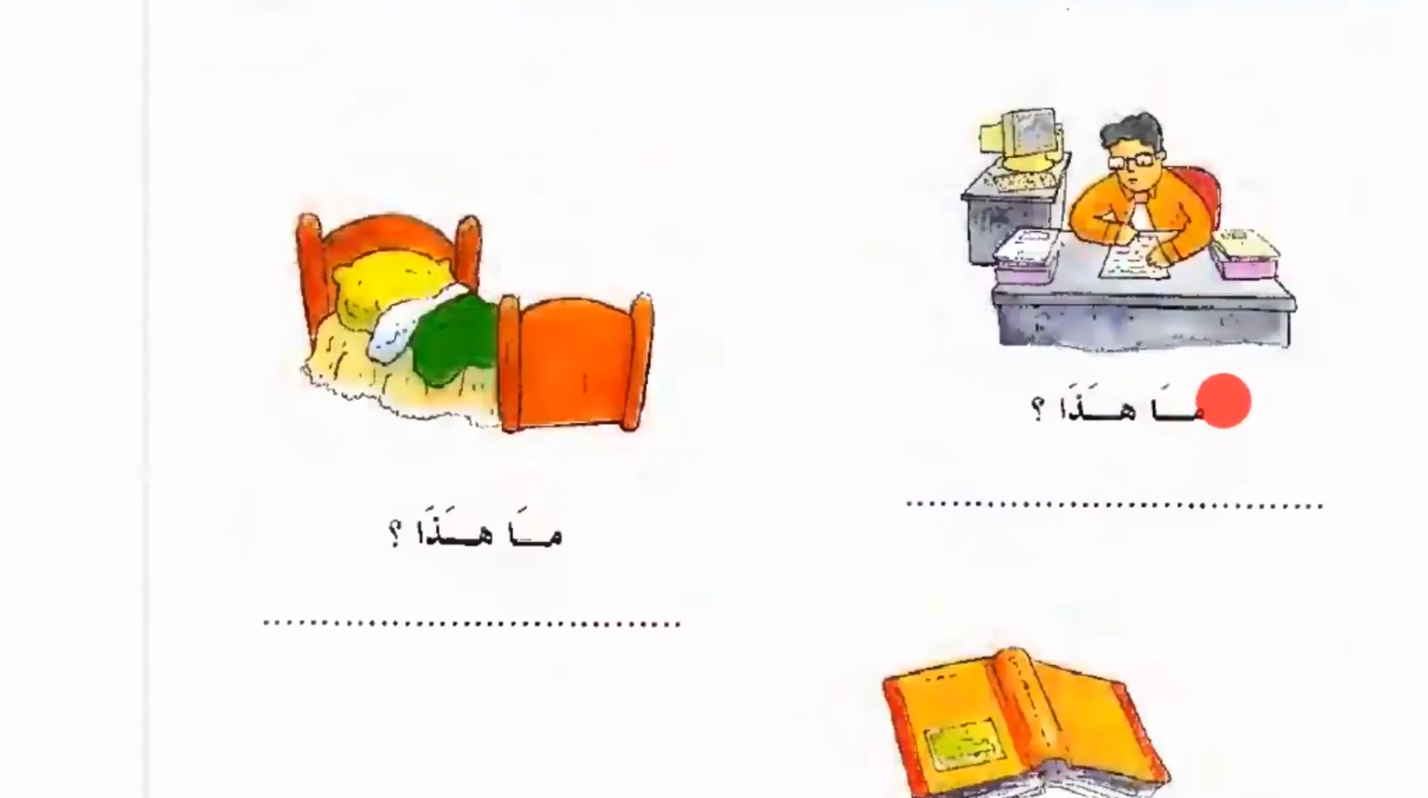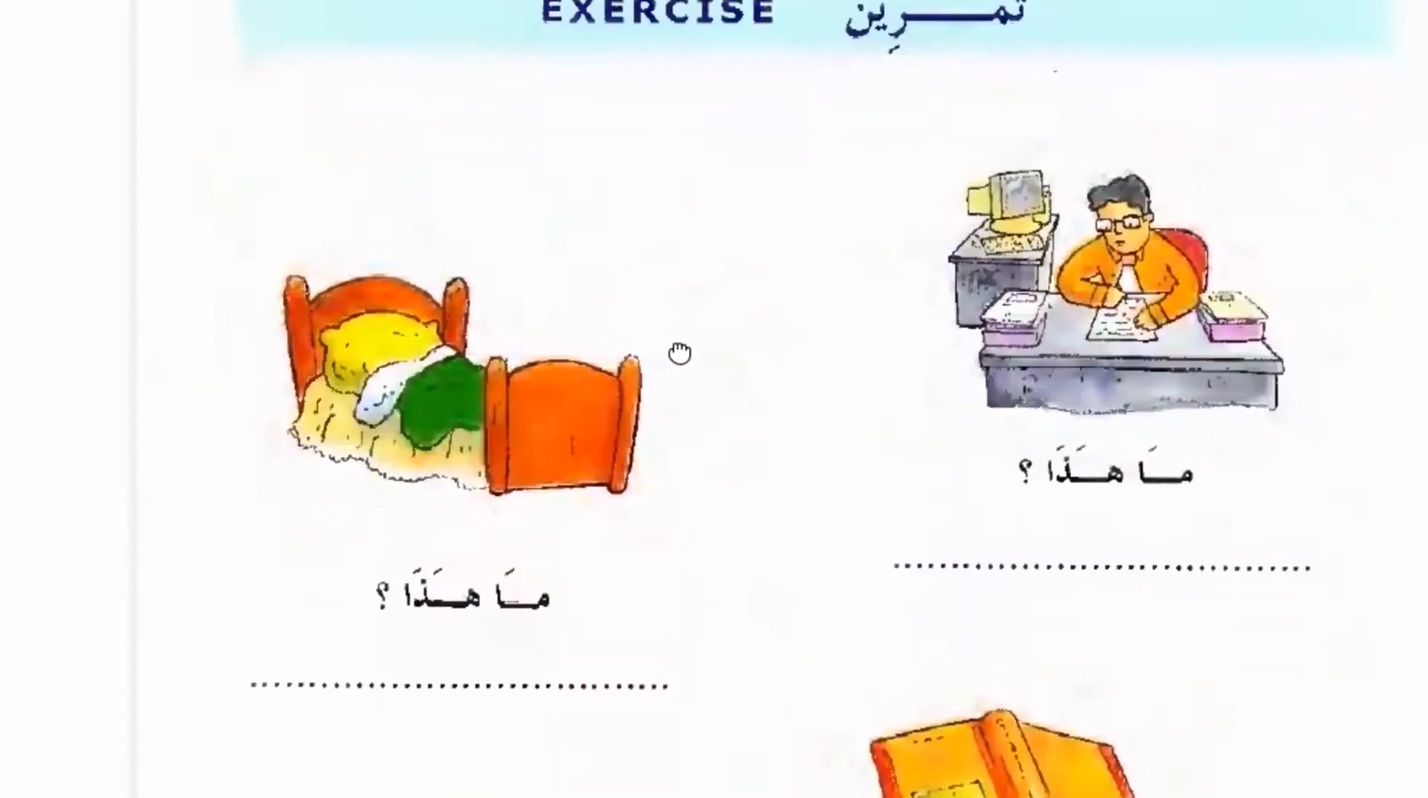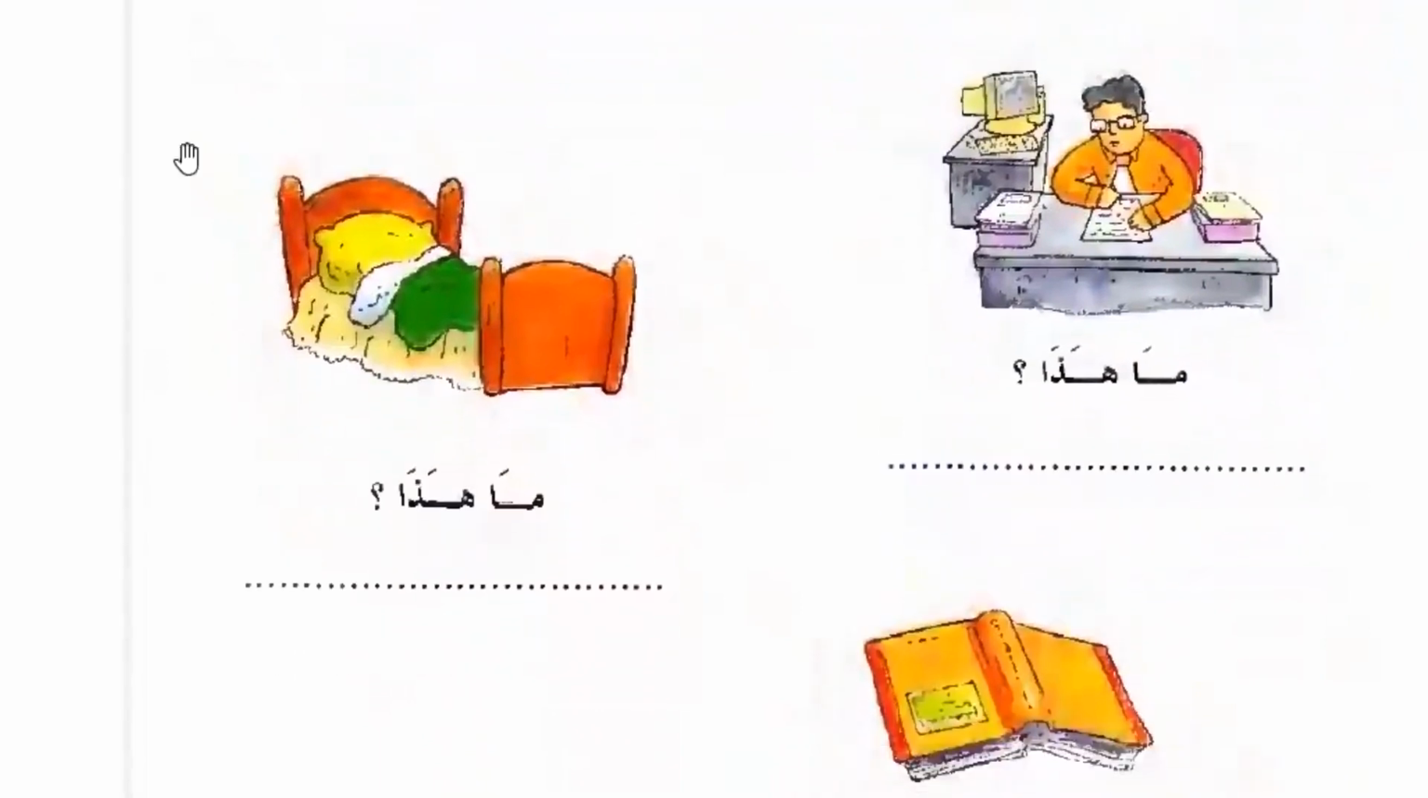So observe here the same thing. Ma haza. Okay, this is tamrin, tamrinun. This is an exercise, a short exercise for us to do. So ma haza, we are supposed to answer. Ma haza, what is this? Haza maktabun. Sorry, this is a table. Maktabun, this is a table.